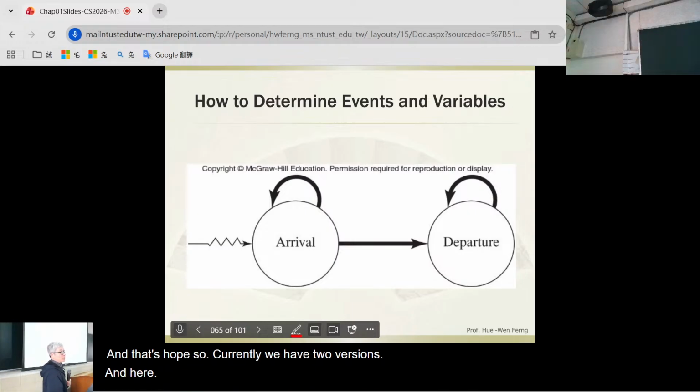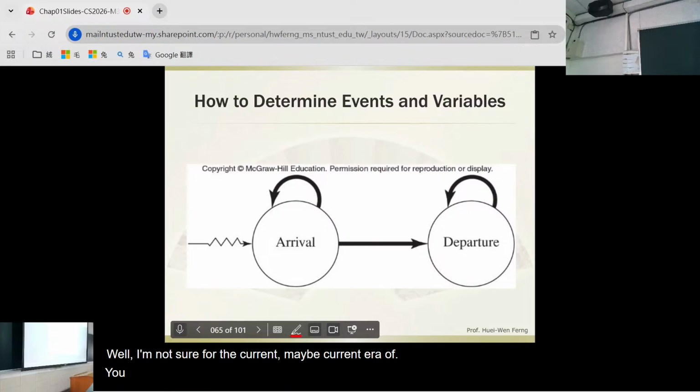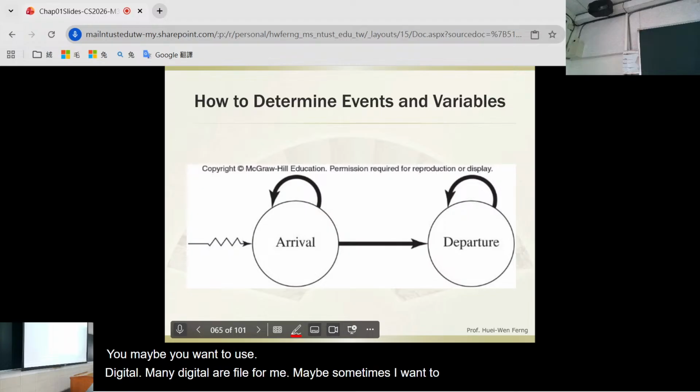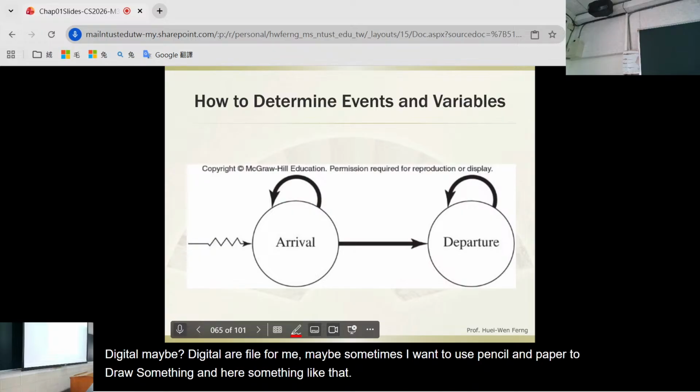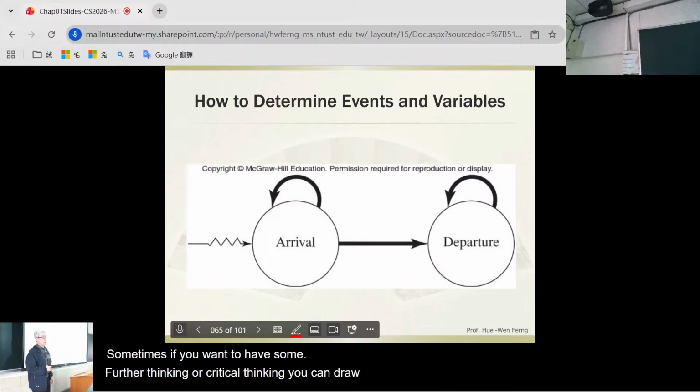Event and variable. Well, I'm not sure for the current era, maybe you want to use a digital file. For me, sometimes I want to use pencil and paper to draw something. Sometimes if you want to have some further thinking or critical thinking, you can draw something. For example, I want to use this one.